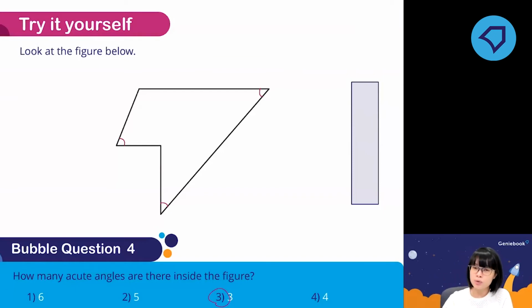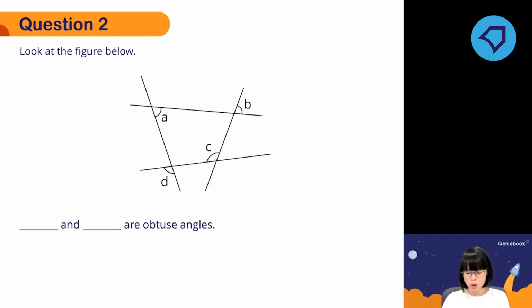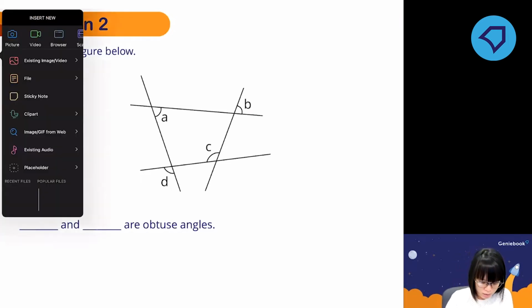Okay, so now let's move on. Now this is acute angle, okay? So now we're going to do questions on obtuse angle. So let's take a look here. Same as before, you should be able to identify for me which two angles are obtuse angles. Which two angles are obtuse angles? You guys need the ruler.